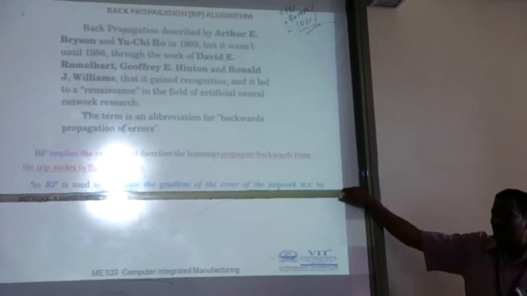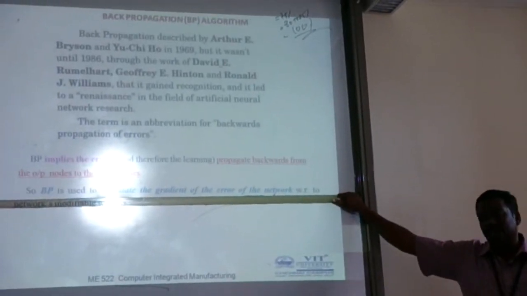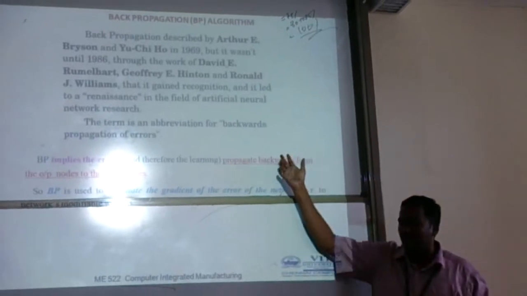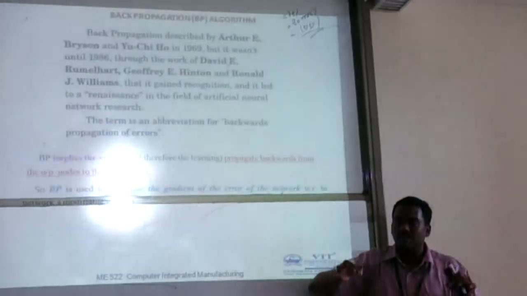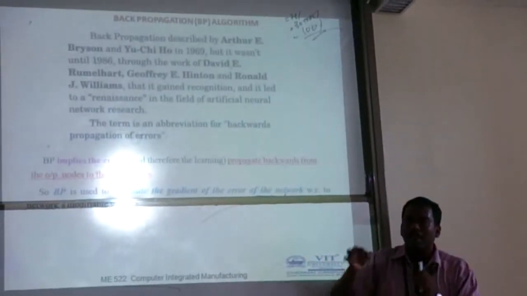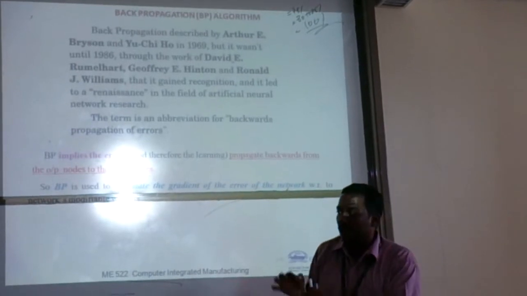What does the word mean? Errors propagate backwards from the output nodes to the inputs. It is the nature of the multi-layer architecture. What I'm saying is the multi-layer feed-forward algorithm is called the back propagation algorithm.